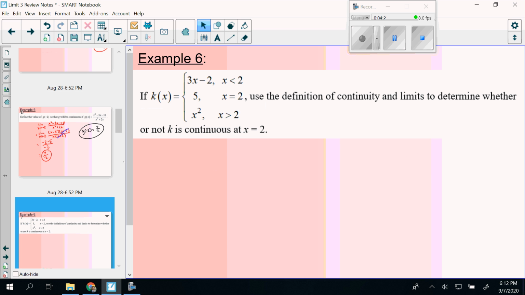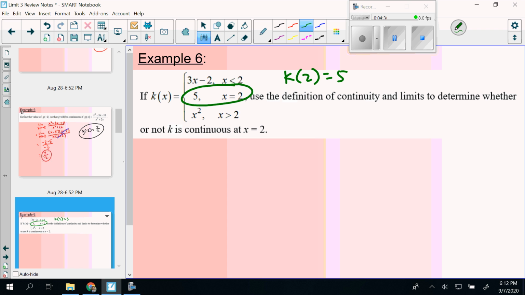All right, another piecewise one here. Use the definition of continuity and limits to determine whether or not k is continuous at 2. Well, we know from right here that k at 2 equals 5. So it has a function value at 2, so that was part of our definition of continuity. But now we also have to test the limits. This limit needs to exist.